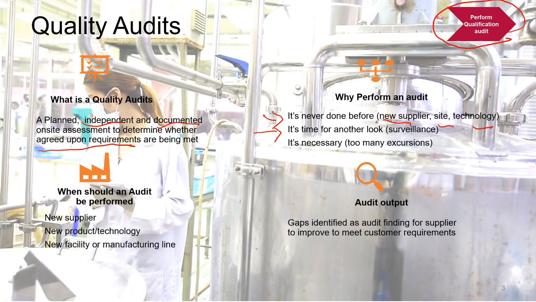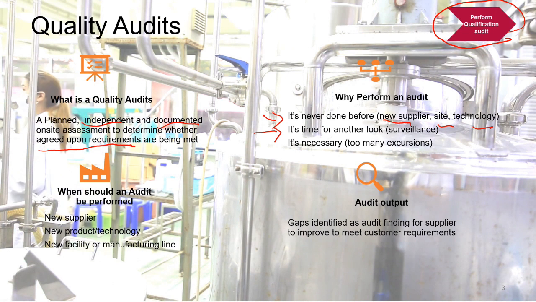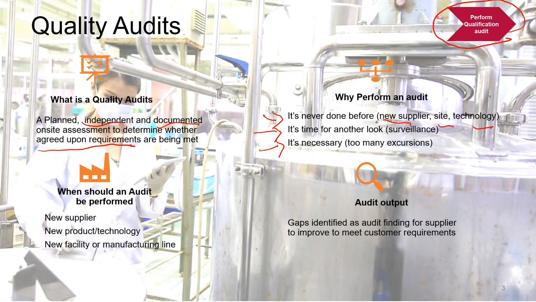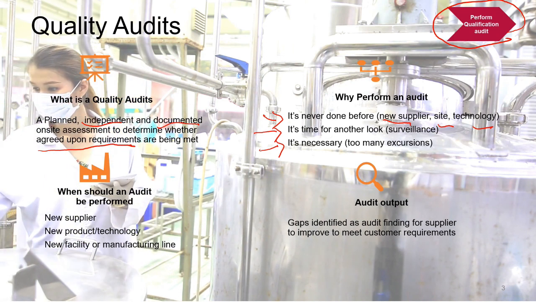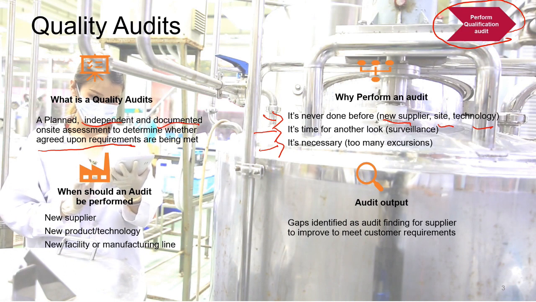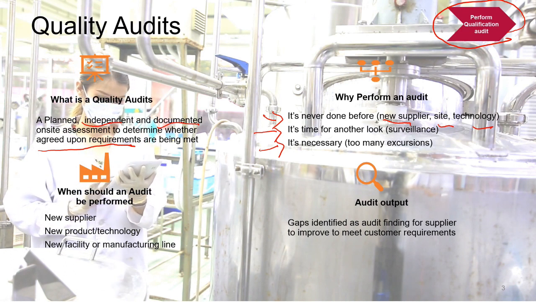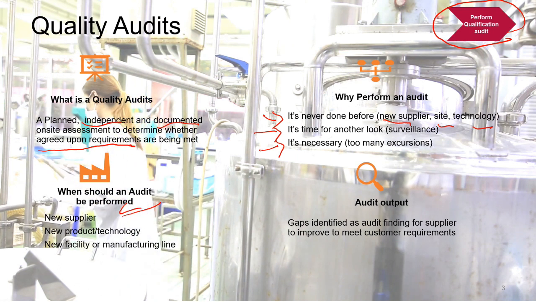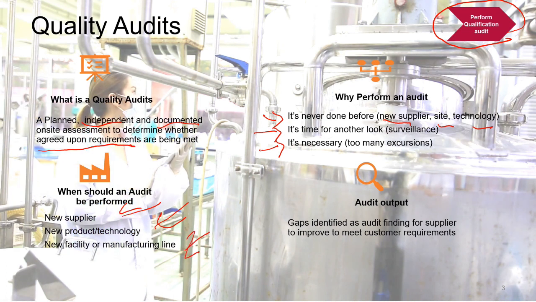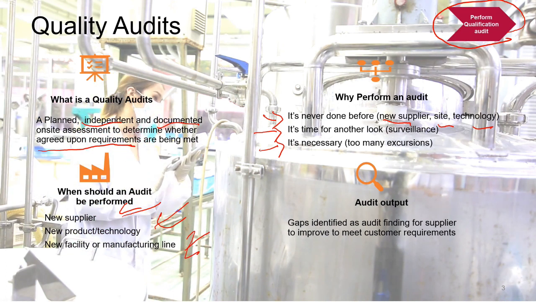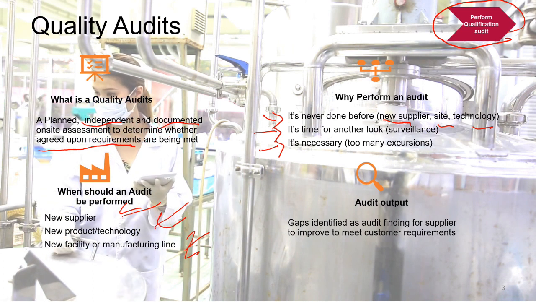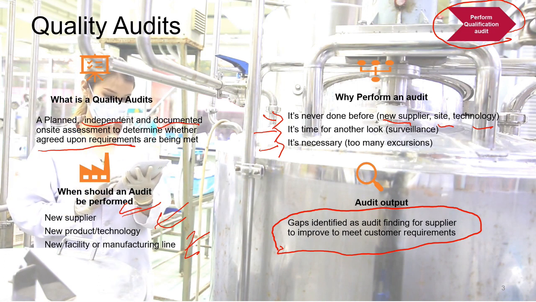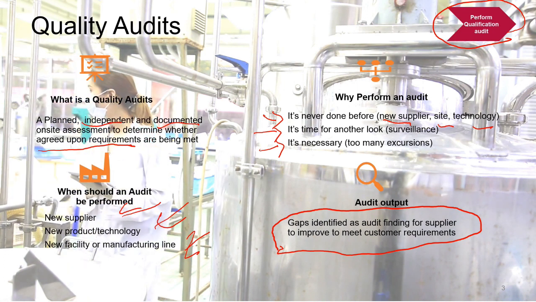Sometimes a company has a policy of having another look, for surveillance audits or regular audits, and it is necessary. Maybe at times that supplier is having too many excursions, it will be wise to re-audit the whole line again. And then usually the audit is performed when there are new suppliers, new products, new manufacturing lines, and also the audit outputs should be the gaps identified from the audits itself for the suppliers to improve and meet your requirements.